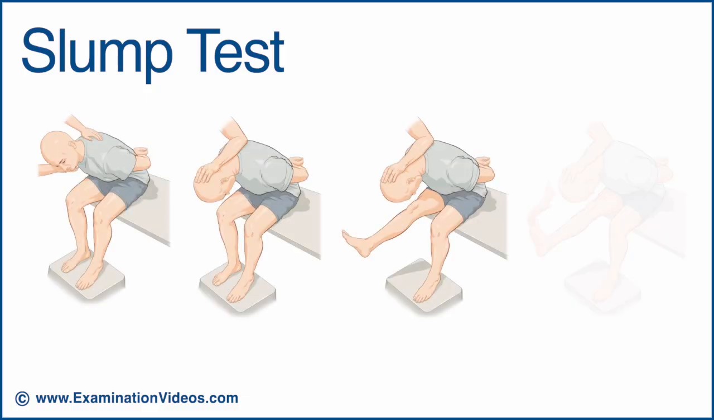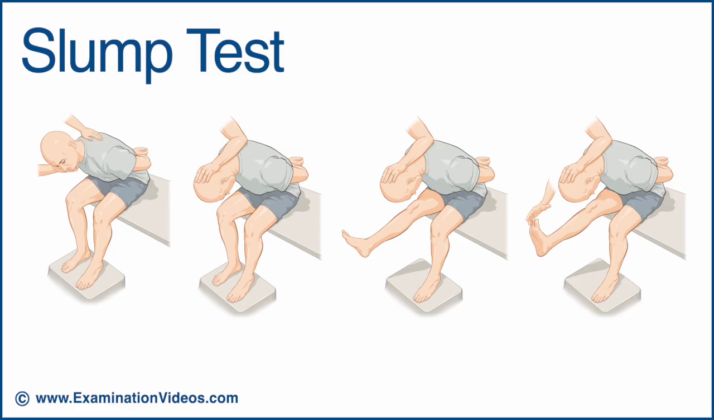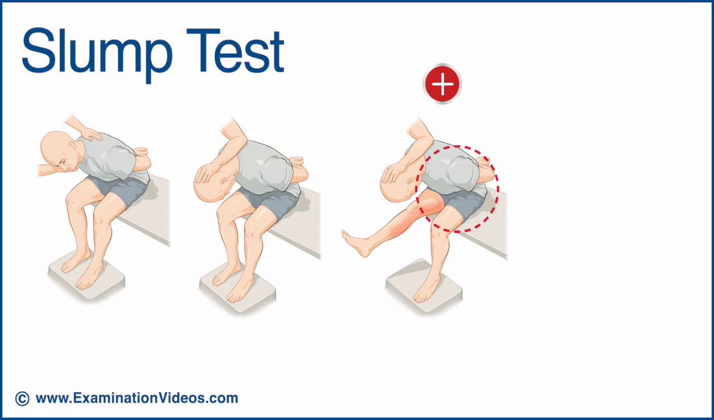This test is performed in several stages that involve placing the patient in a series of positions to gradually and progressively stretch the neural structures. At each stage of the test, stop and ask the patient if there is a reproduction or exacerbation of their symptoms. If so, this would constitute a positive result and no further testing is required.